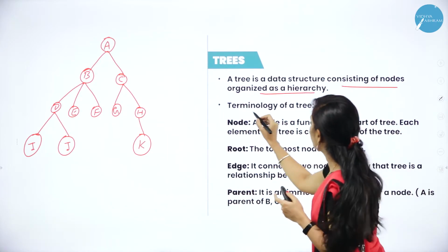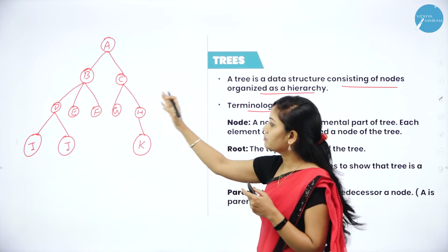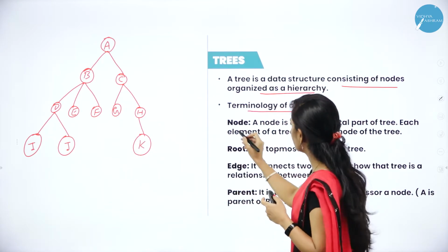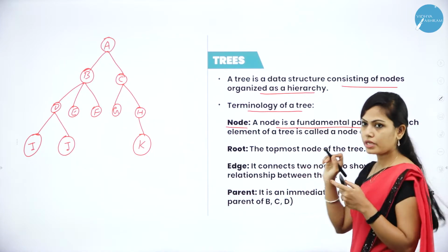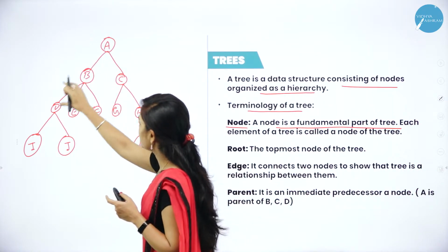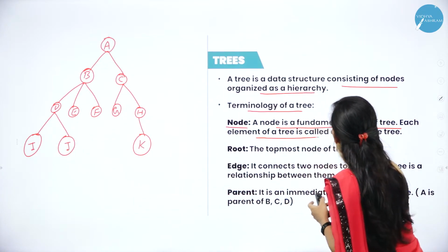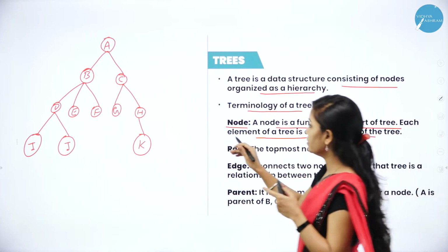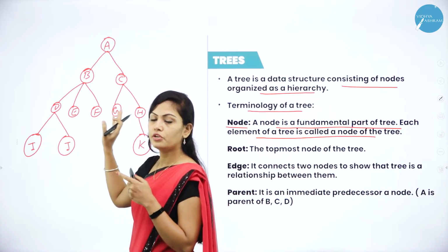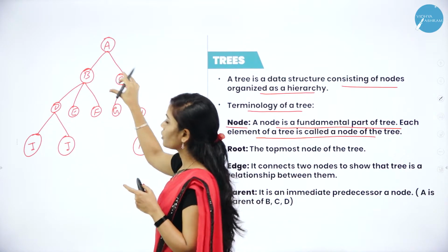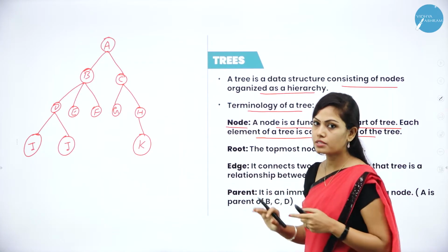Next we have the terminology of a tree. This is one tree structure, right? We have many terms in a tree. The first one is node. What is the meaning of node? A node is a fundamental part of a tree, and each element of a tree is called a node of the tree.